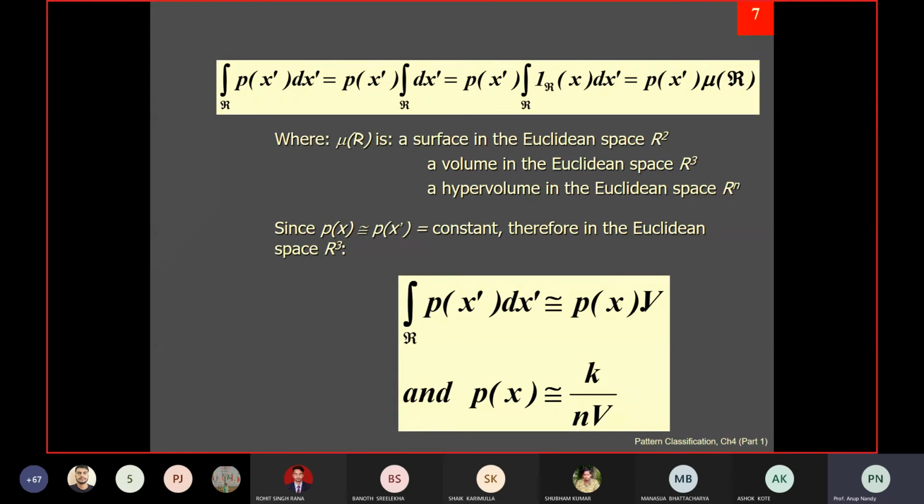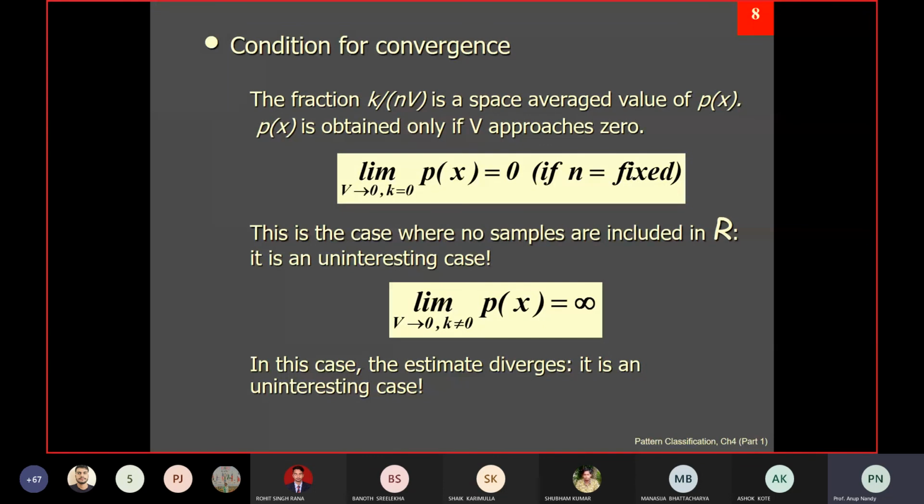Okay, and since px is closely approximated by px dash, it is a constant. Therefore in the Euclidean space R3, in a volume, the integral of px dash dx dash is equal to px into v. That is, as I have already shown, px is approximated by k by nv. That is the formula. Okay, and conditions for convergence. So what are the conditions for convergence that I already wrote? That is, what are the conditions under which px is closely approximated by pnx.